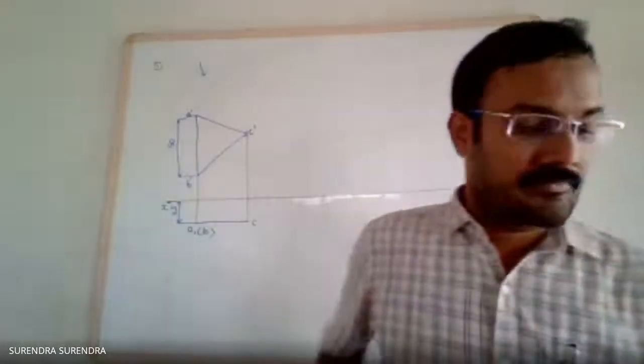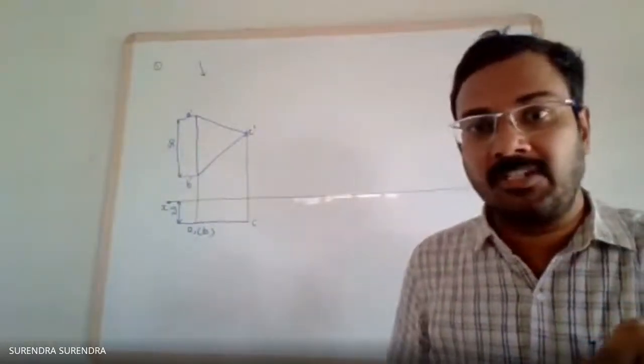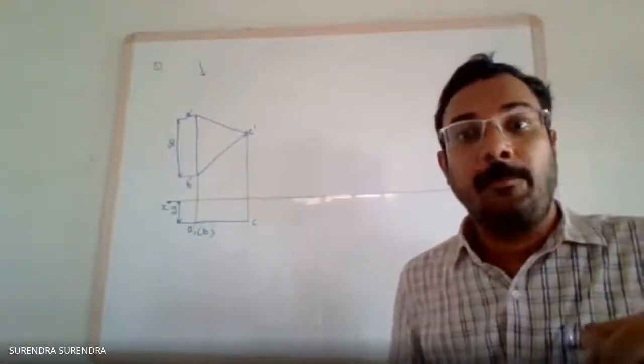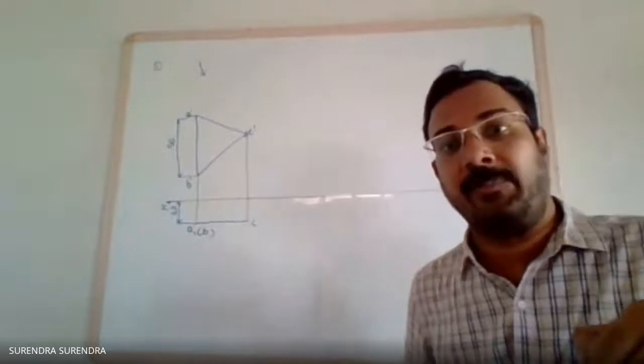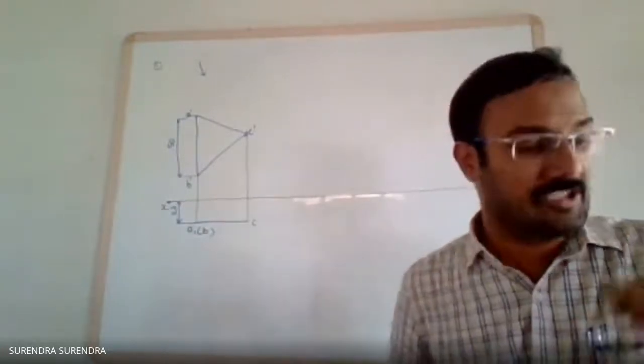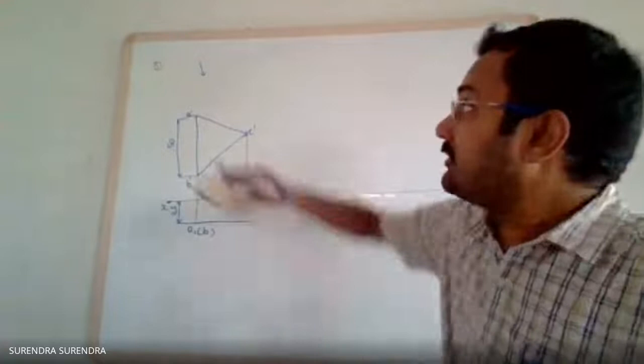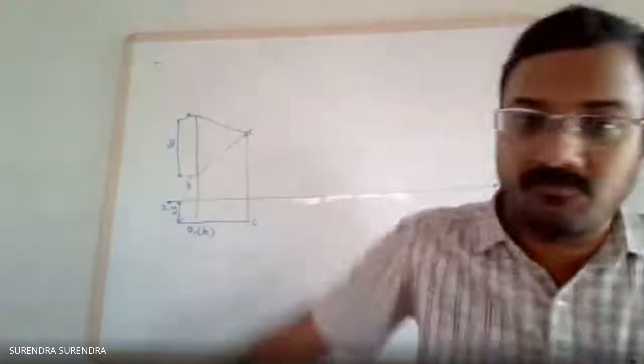So this is how to represent when a surface is parallel to the vertical plane and perpendicular to the horizontal plane. Now get rid of this arrow representation.